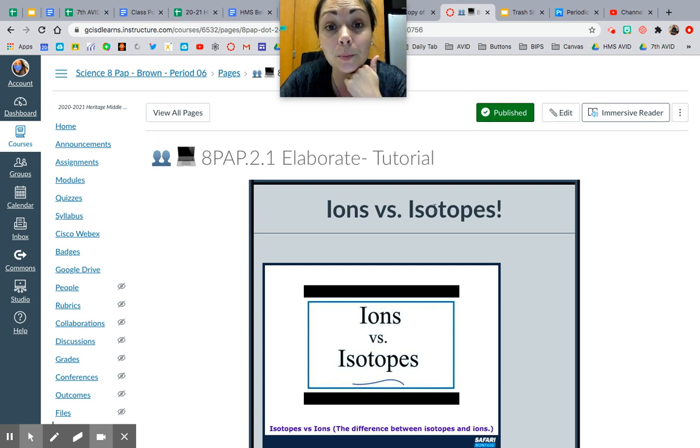Versus an isotope is when you have a different number of neutrons. So isotopes have the same protons, same electrons, still 0 charge, but they have different neutrons. So for example, nitrogen is supposed to have atomic number 7. And if nitrogen has 8 neutrons or 6 neutrons, it's going to be an isotope. That doesn't affect the charge because neutrons are neutral.